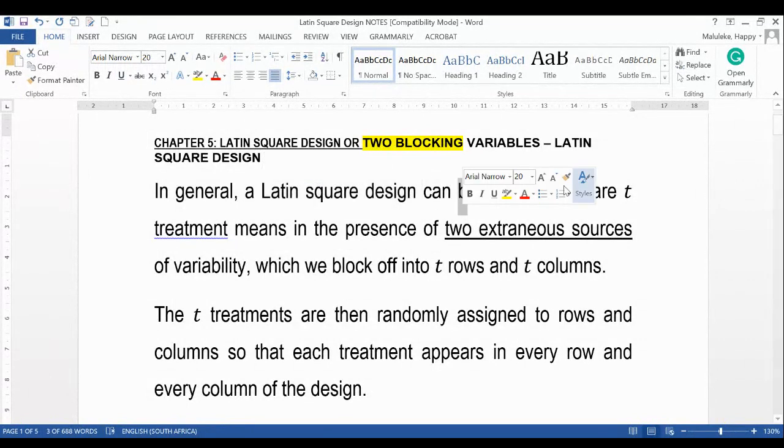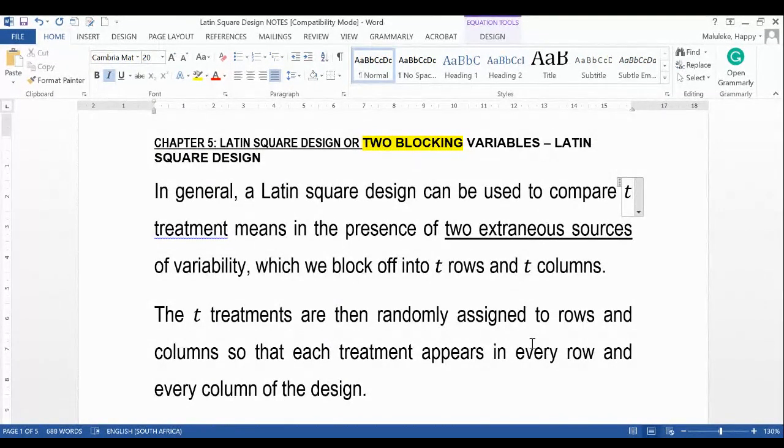Our design is always a T by T design. If you have 4 blocks, it means you have 4 treatments. If you have 10 blocks, it means your treatments are also 10.